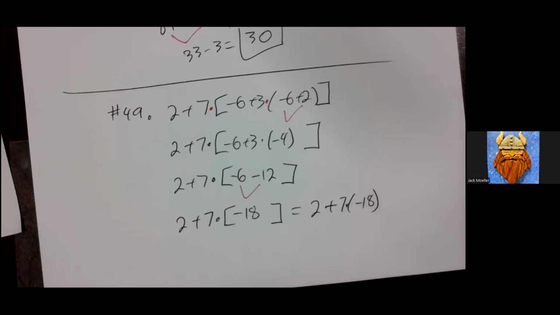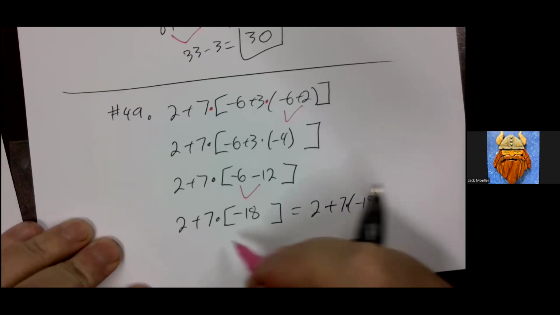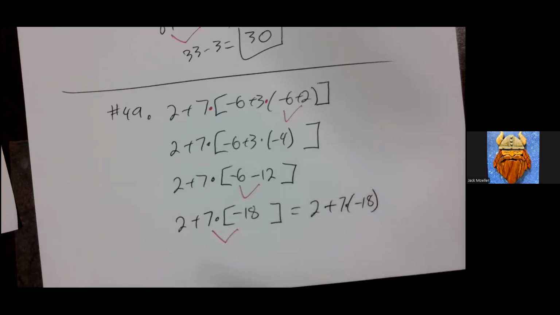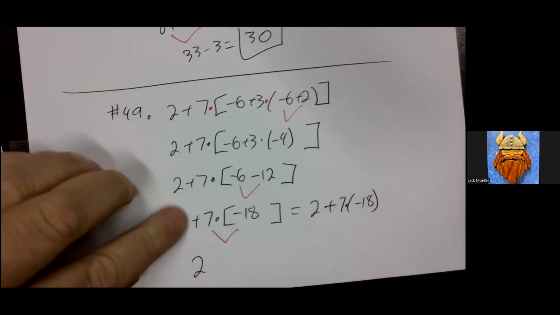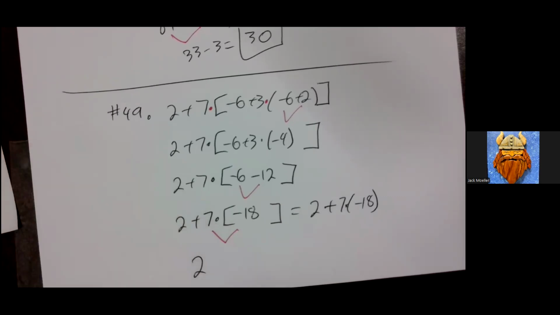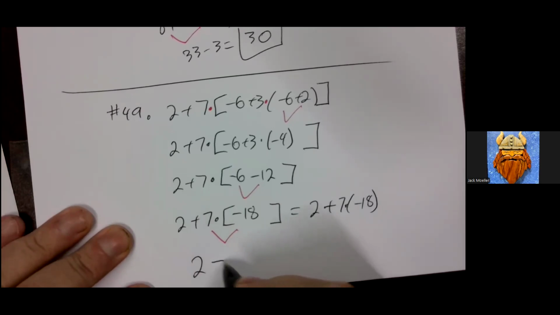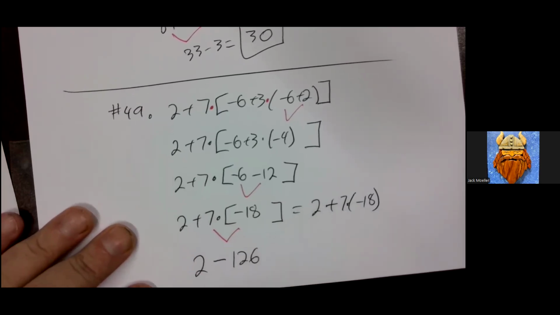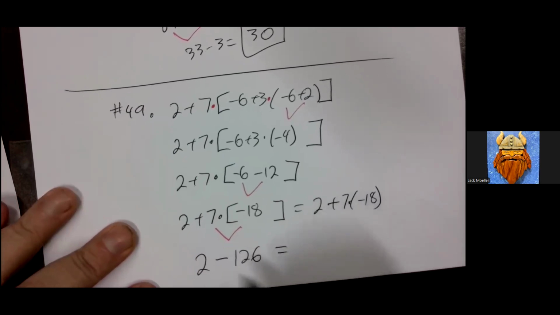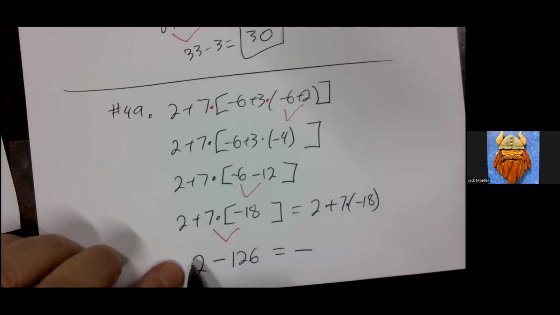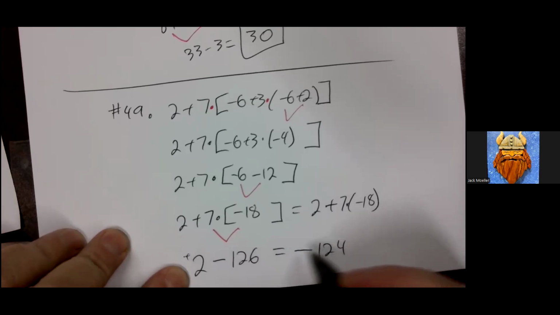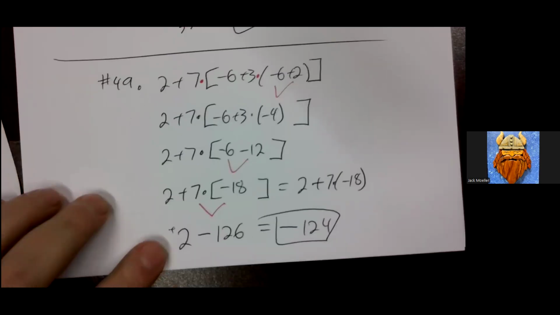Okay. And so what do we do next? We have an addition and a multiplication. Multiplication is first. Now we're doing a positive 7 times a negative 18. Again, this number's a little bit messier, so feel free to grab your calculator. That's negative 126. So that's minus 126. And then 2 minus 126, bigger number's negative. That's a positive 2 and a negative, so we're subtracting. So that gives me 124. So the final answer is negative 124.